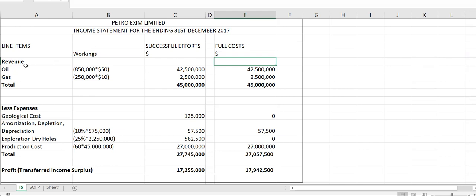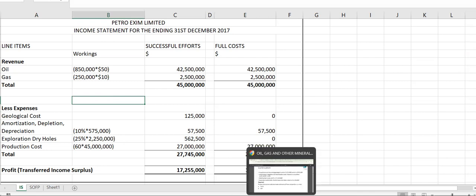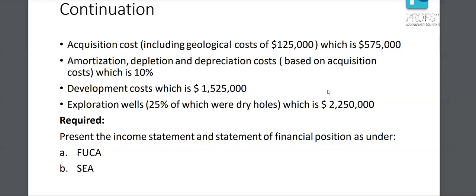We already know the oil and then the gas, we already know their quantum. So you multiply the quantum by the price, you get a value. That one doesn't change. It's the expenses that is going to change. So with the successful effort, the way the question is, you can make your own assumption.